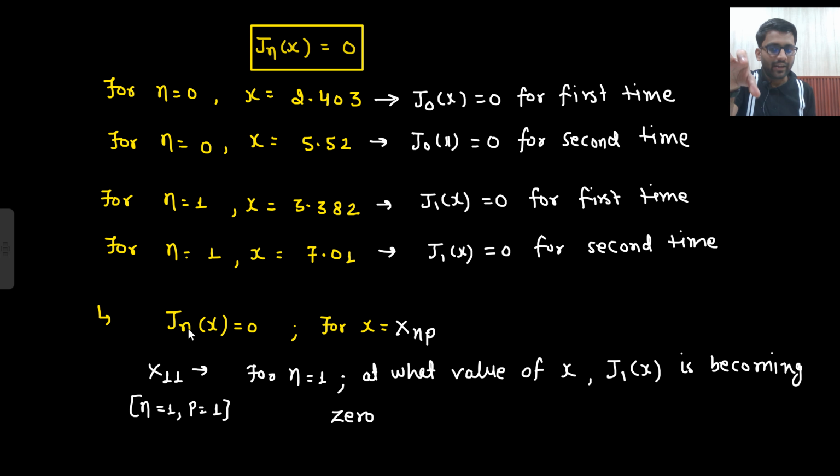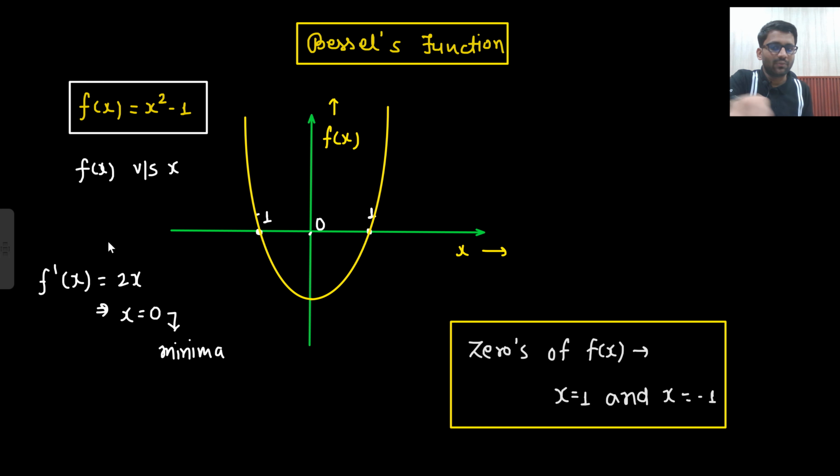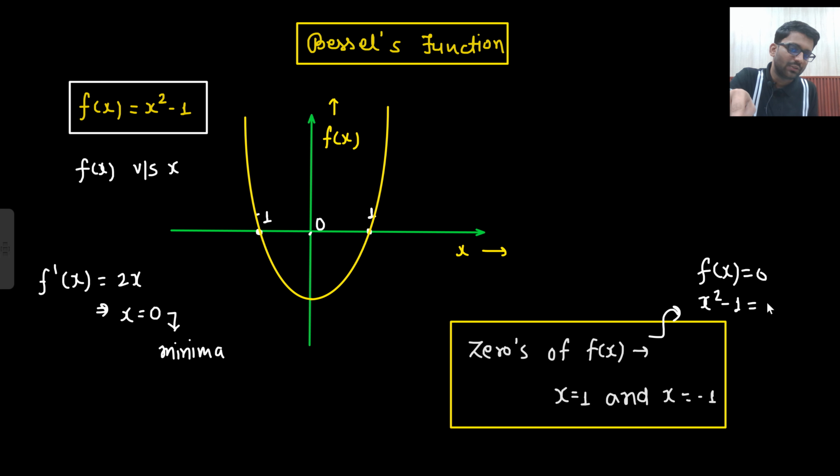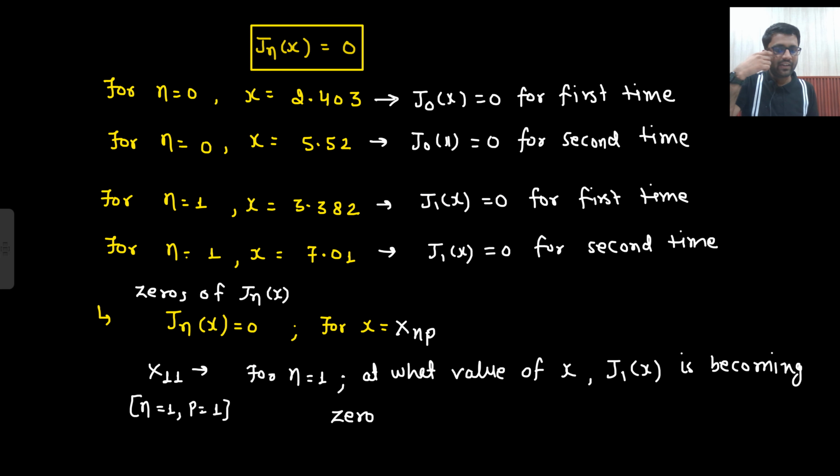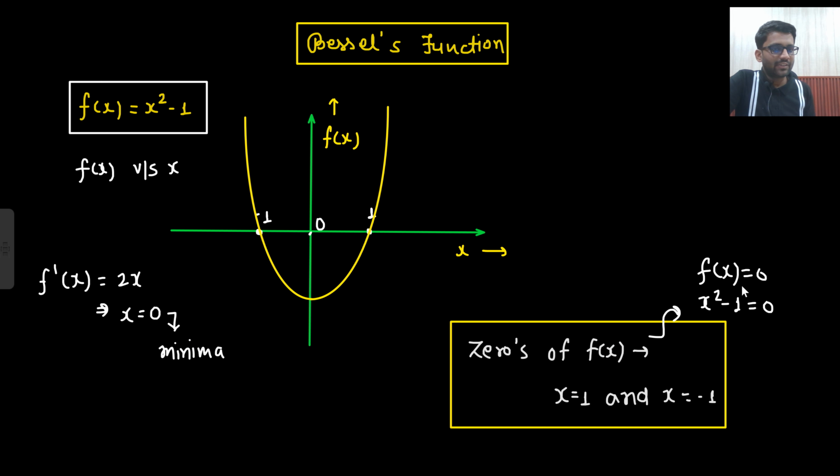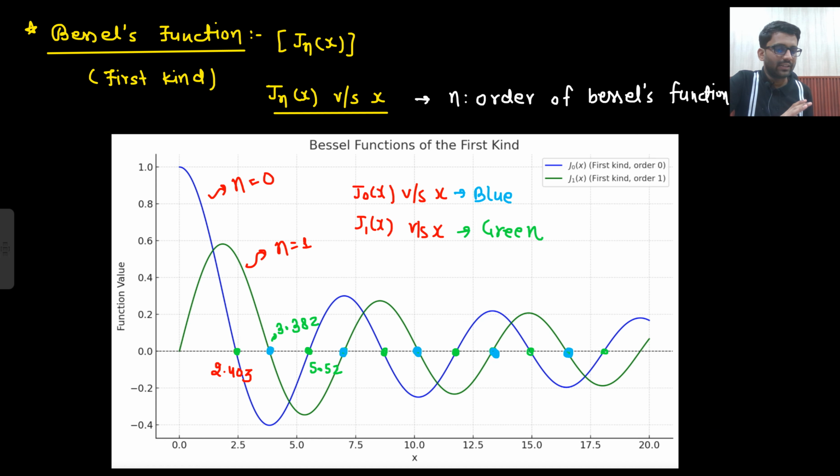I said that I need to find the zeros of Jn(x). When I need to find the zeros of f(x), what did I do? I put f(x) equals 0. If f(x) equals 0, that means x square minus 1 is equal to 0, so from there you get this value. Similarly, if I need to find zeros of Jn(x), I will put Jn(x) equals 0. Here I put f(x) equals 0, then from there I got the values of x, that is plus minus 1.